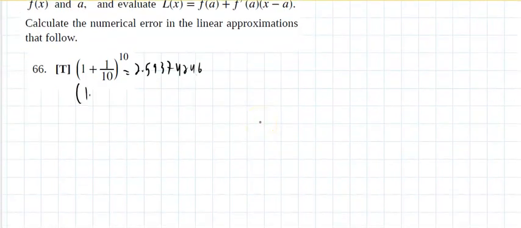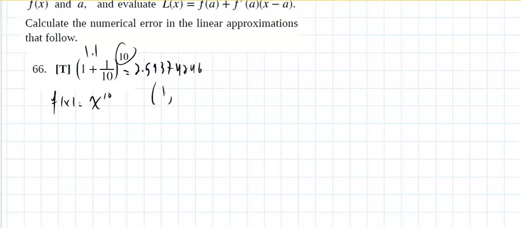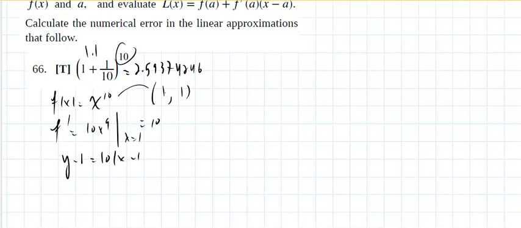Now, let's say you didn't have a calculator. Your option is to take 1.1 and multiply it by itself 10 times. Or you could say, well, let's see, f of x is x to the 10th, because I'm raising to the 10th power. And if I go 1.1, then I'm going to choose x equal 1. If x equal 1, y equal 1. And the derivative is 10x to the 9th, evaluated at x equal 1 is 10. Y minus y1 equal m times x minus x1. L of x will be 10x minus 10 minus 1 is minus 11.